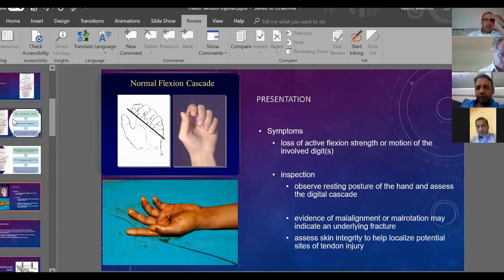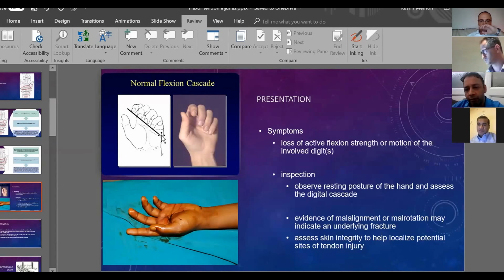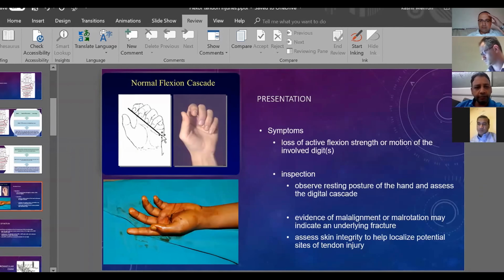So whenever a patient presents to you with flexor tendon injuries, usually they present with the loss of active flexion, either strength or motion of the involved digit. So when you inspect those, you need to see the resting position, posture of the hand, and digital cascade, which you can see here. This is a normal digital cascade, which you need to observe. If you see any evidence of malalignment or malrotation, that may indicate an underlying fracture, and you have to assess the integrity of the skin, which can help to localize the potential site of the tendon injury.